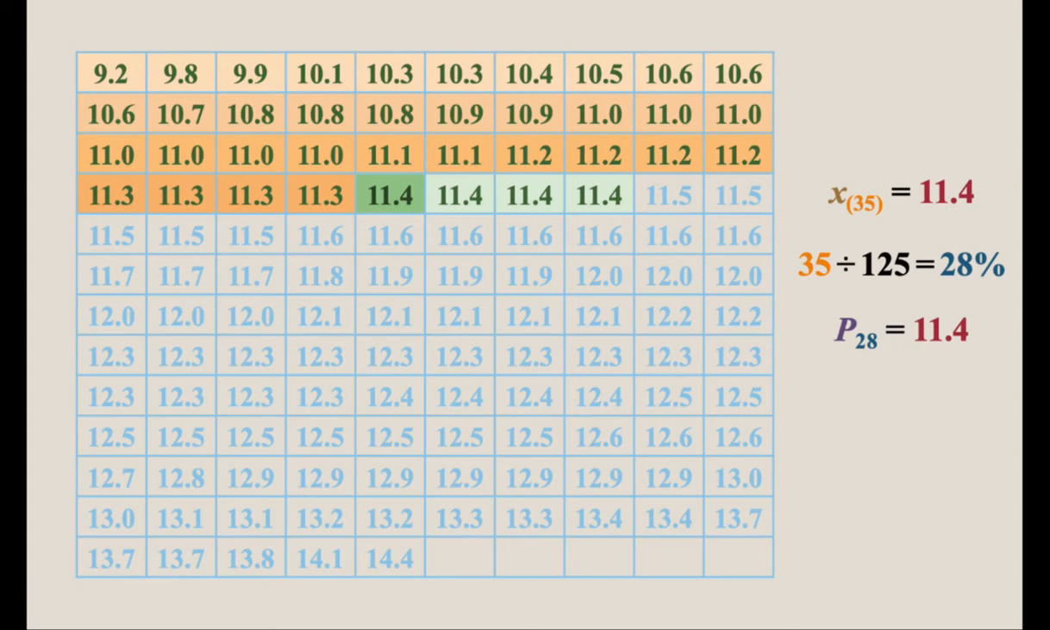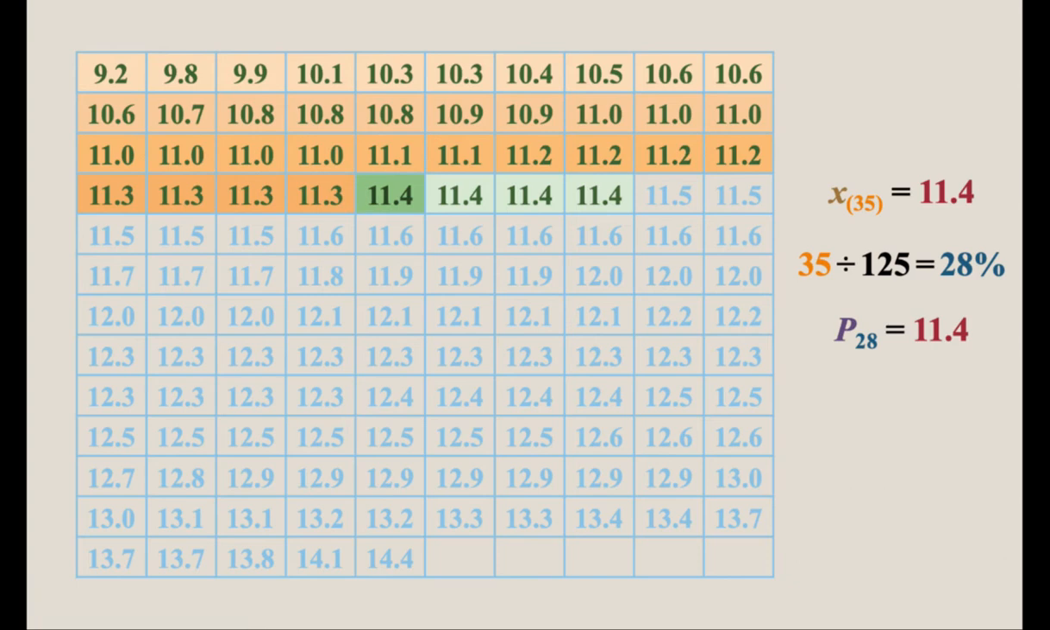Because the value 11.4 is repeated in the dataset, it actually turns out that there are 38 values at or below 11.4 in the dataset, and 38 divided by 125 is 30.4%, which is indeed more than 28%, but that is okay for the manner in which we've defined the percentile. 30.4% is at least 28%, which is to say 30.4% is greater than or equal to 28%.